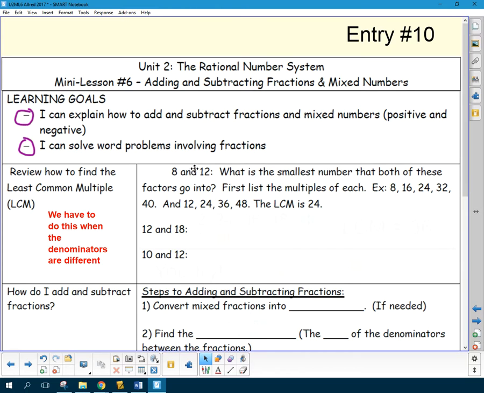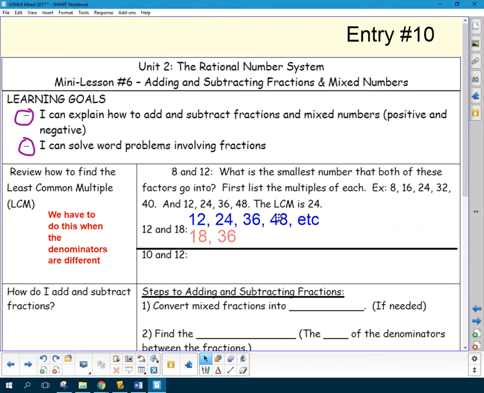Okay? For example, if one of them was 3/8 and one was 1/12, you would list the multiples of each: 8, 16, 24, 32, 40. And for 12: 12, 24, 36, 48. The lowest number they have in common is the least common multiple. So if I was doing this example right here with 12 and 18, I would list the multiples of 12: 12, 24, 36, 48, and so on. And then I would list the multiples of 18: 18 and 36. And as soon as I found the smallest multiple they have in common, that is their LCM, their least common multiple.